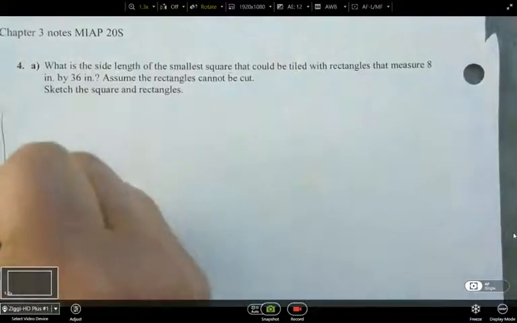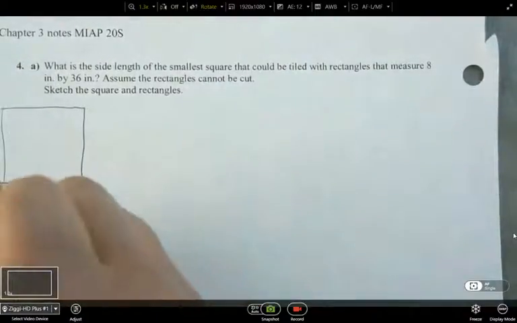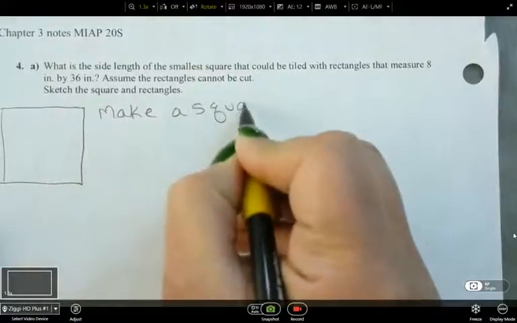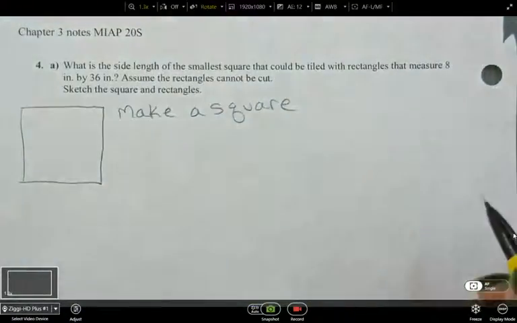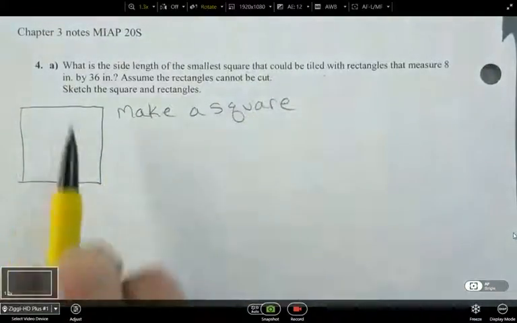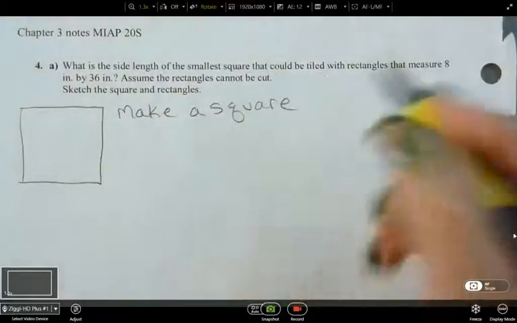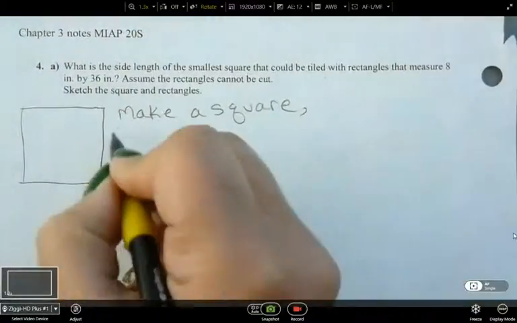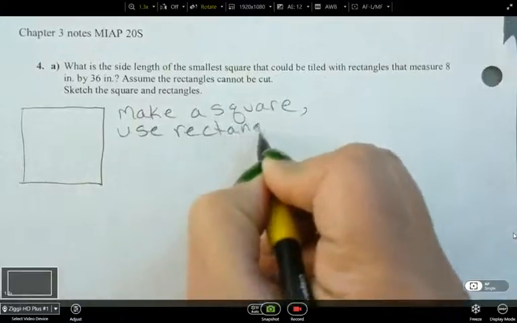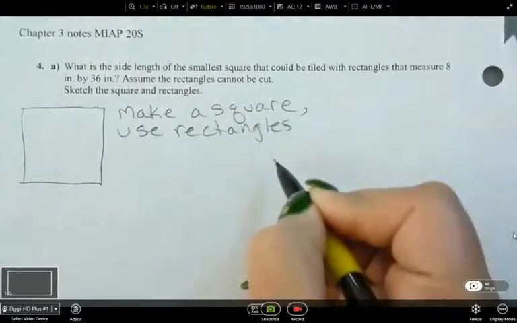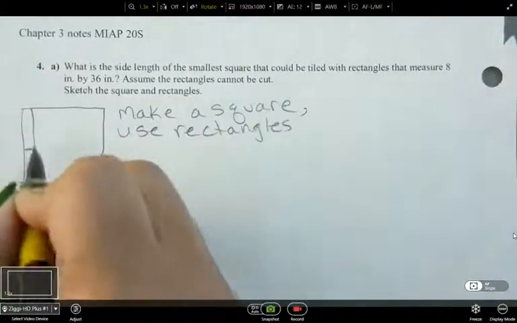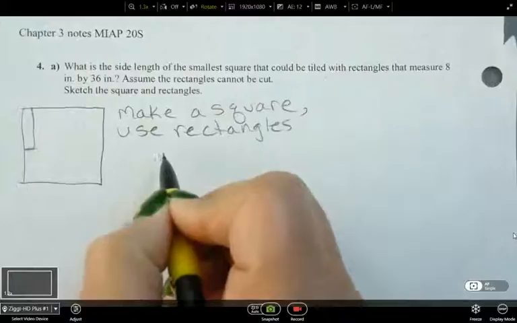Okay, so here, I need to make a square. What is the side length of the smallest square that could be tiled with rectangles? So what can I use? Rectangles. Okay, so I can only use rectangles in here. I don't know what size rectangles, but they all have to be the same.